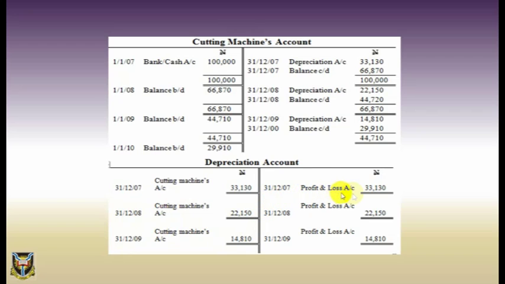31/12/2007 profit and loss account 33,130. 31/12/2008 profit and loss account 22,150. 31/12/2009 profit and loss account 14,810. 3. When the asset account is maintained at cost, cutting machines account.